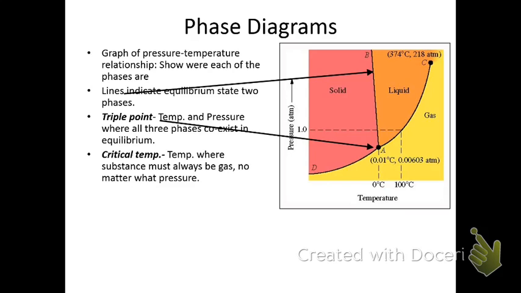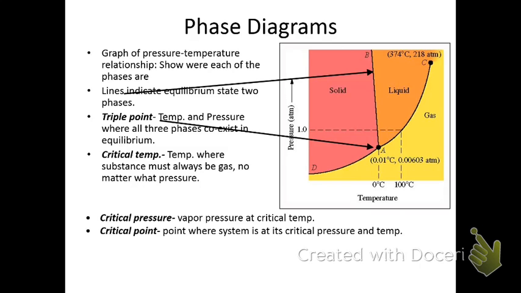Now the next one I want to talk about is the critical temperature. That's a temperature where a substance must always be a gas no matter what the pressure, okay? And there's really 3 things to talk about. There's a critical temperature, critical pressure, and then the critical point.